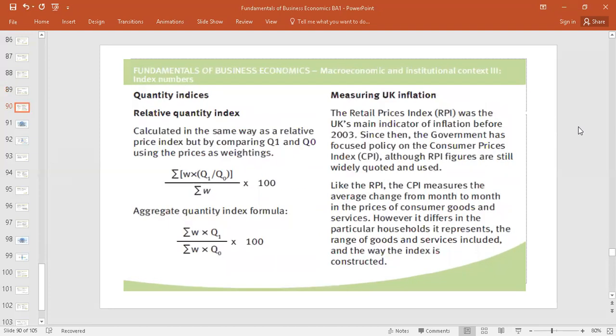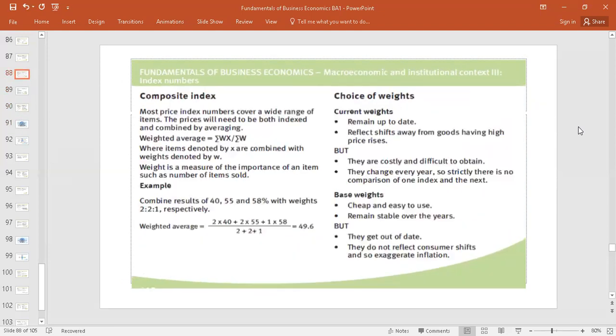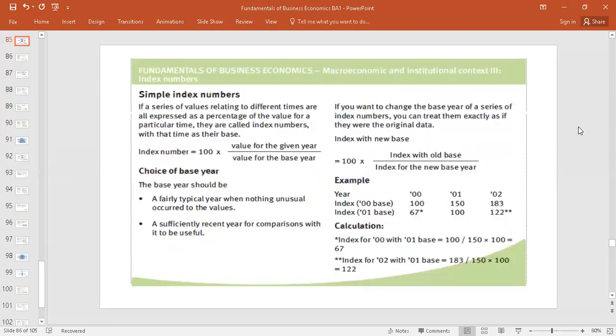index numbers are calculated. Then we have quantity index. See, quantity index is taking into consideration what the quantities are. We will discuss all of them method by method and look into that. So on this note, I just want to wind it up today.